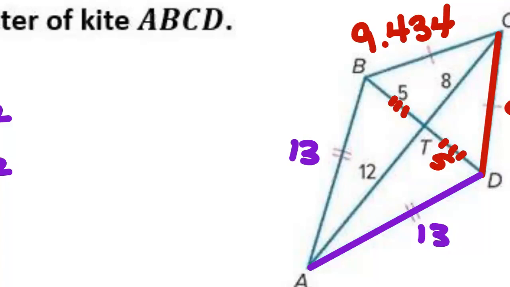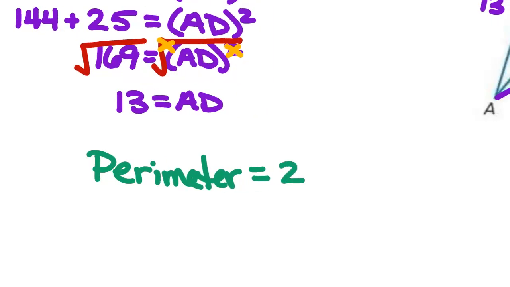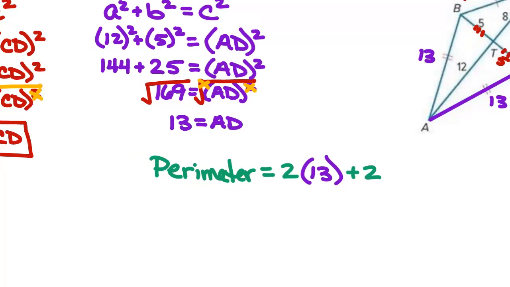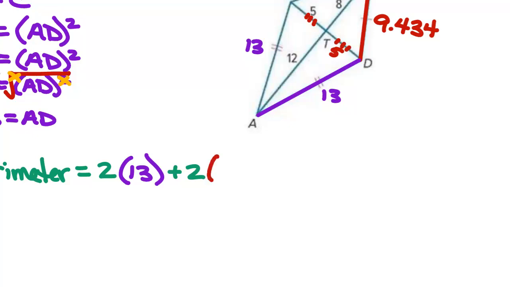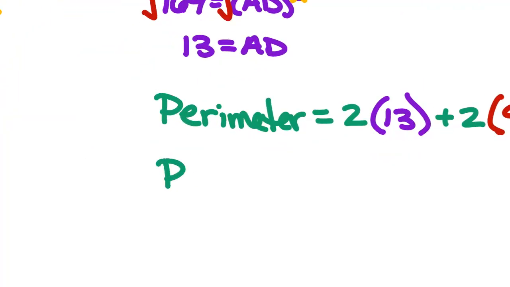And then we're going to find the perimeter. I have two sides that are both 13, so I would have 2 times 13, plus, and then I have two sides that are 9.434. And you said we get what when we add all the sides together? 44.868.